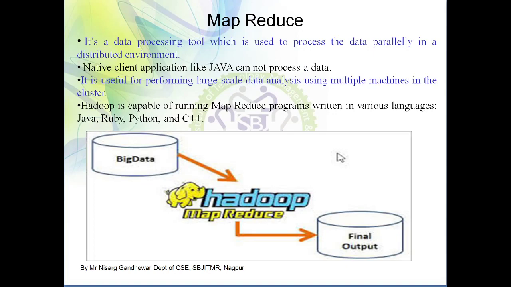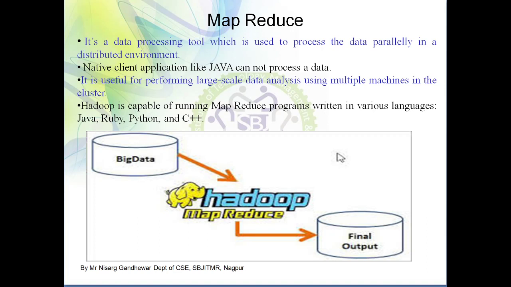So what is MapReduce? MapReduce is a data processing tool which is used to process data in parallel in a distributed environment. Here the phrase distributed environment is very important, because what is the main aim of MapReduce? To process the big data which is stored using HDFS in multiple nodes. Processing of data is very important, and for that processing we are using MapReduce.